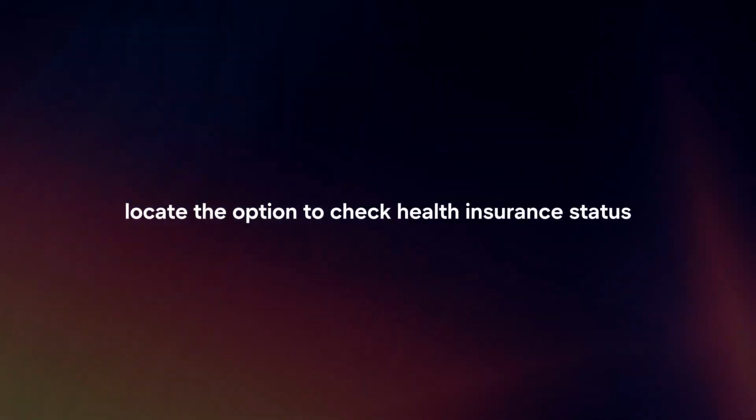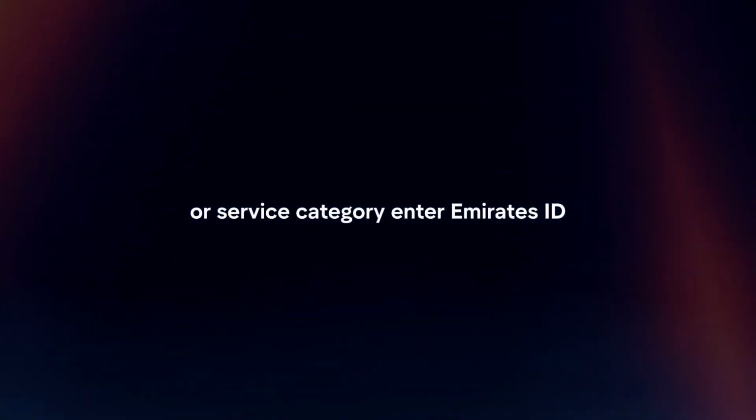Access health insurance services. Once logged in, locate the option to check health insurance status or verify insurance details. This may be listed under a specific menu or service category. Enter Emirates ID. Enter the Emirates ID number for the individual whose health insurance status you want to check.